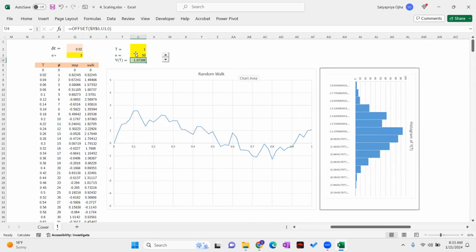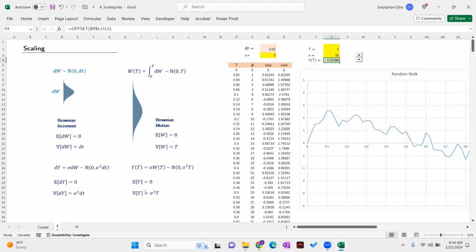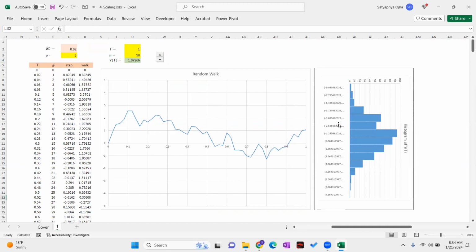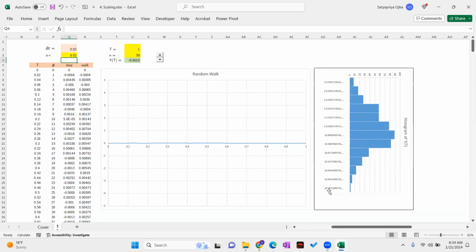Now, increasing the number of steps does not change the final distribution. Steps are our way of discretizing the process. The final distribution is still this. But with sigma, you can control the final uncertainty. You can make it very small also, 0.02. Now see what happens. The overall range becomes smaller.